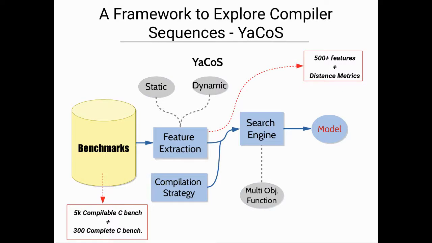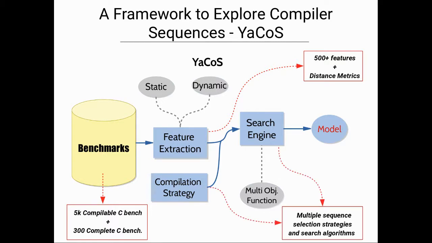Just like Milepost, YaCoS has a feature extractor, but with a much larger number of features and distance metrics, not only with static features, but also dynamic, making several combinations possible. The search engine has multiple algorithms to smartly search the vast space, and in combination with different compilation strategies, makes YaCoS suitable for the design of experiments.